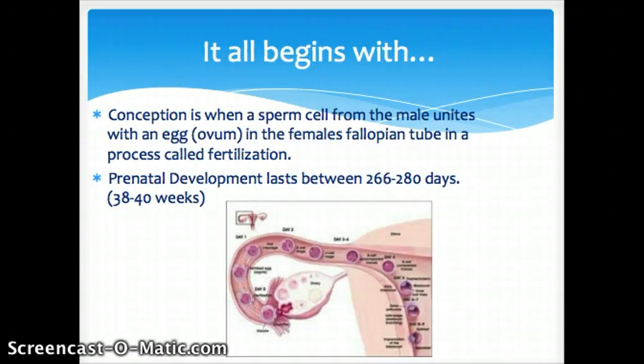Conception occurs when a single sperm cell from the male unites with an ovum in the female's fallopian tube. Prenatal development lasts between 266 to 280 days, which would be 38 to 40 weeks. Typically, prenatal development begins with fertilization and ends with birth. It can be divided into 3 periods known as germinal, embryonic, and the fetal period.